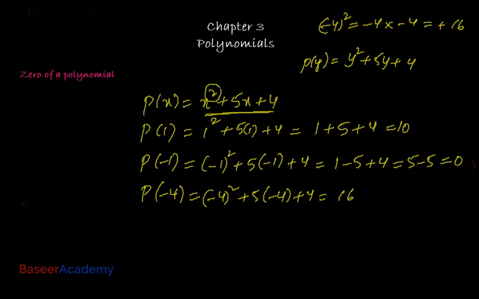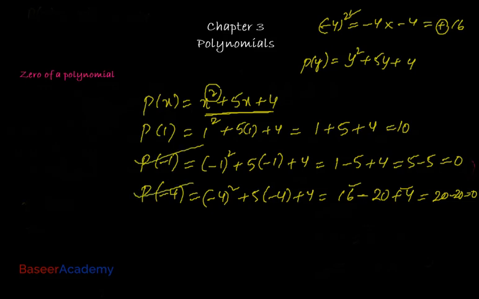This would be 16. So if a negative number is raised to an even power, you end up getting a positive result. So minus 4 square is 16. Plus into minus is minus. 5 4s are 20. 16 plus 4 is 20. 20 minus 20 is how much? 0.